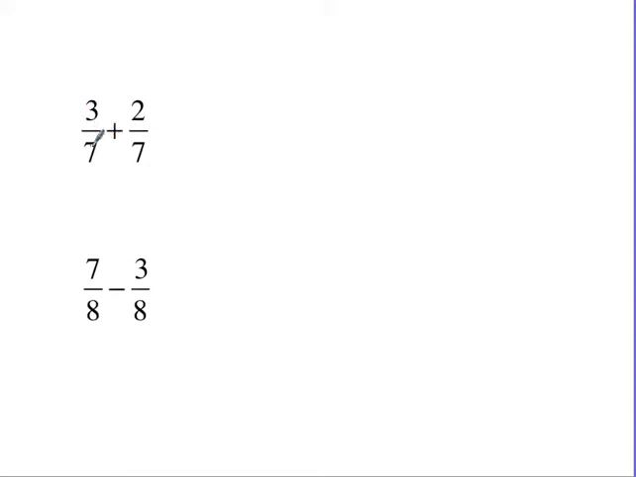Okay, so here we've got 3/7 added to 2/7. And as long as you remember that when you add and subtract fractions, where the denominator is the same, then it's not going to change. So that's like having 3/7 and adding 2/7.